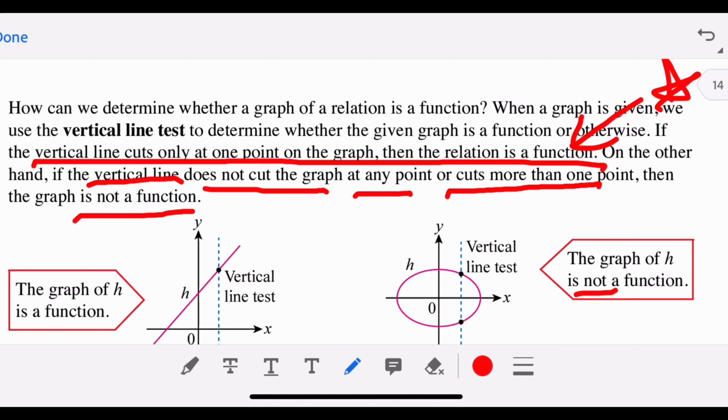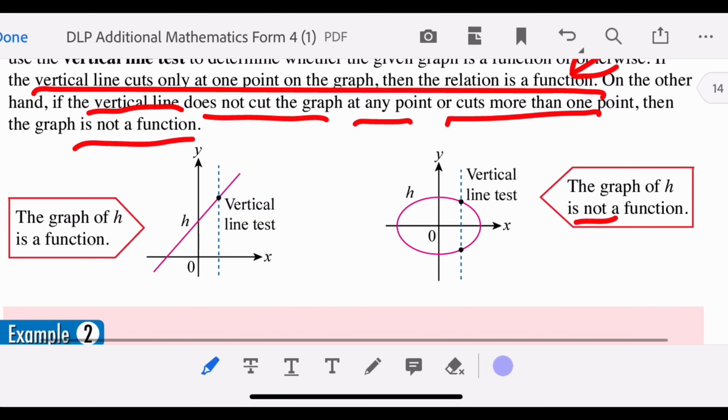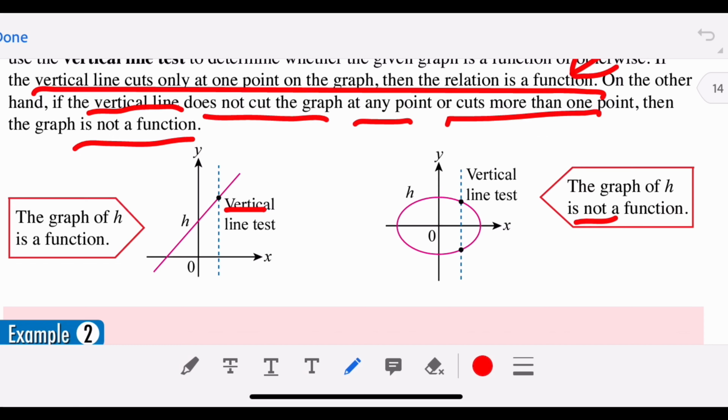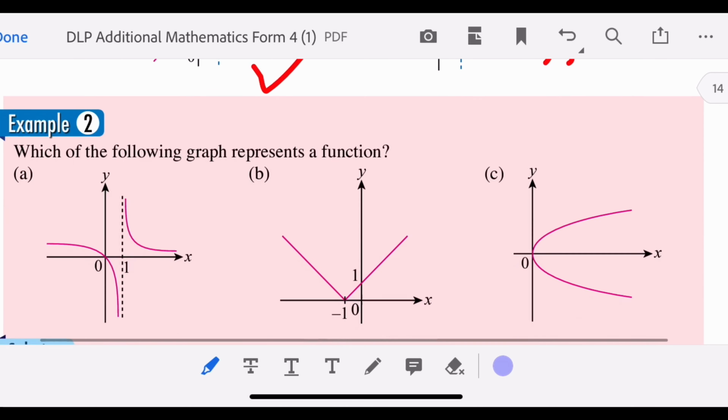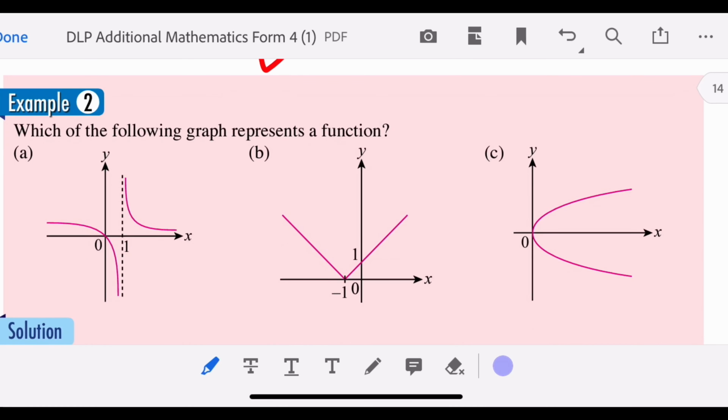Please take notes and highlight. It's very important. As you see, just now I said the graph of h is a function for the left hand side that I take, because the vertical line cuts at one point.